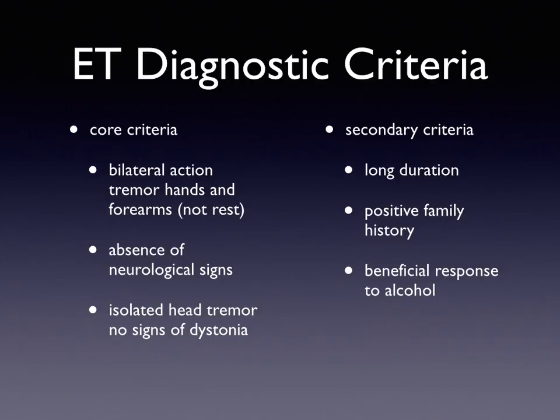The big thing with essential tremor also, it tends to be slowly progressive. It doesn't start all of a sudden, for instance. And patients often will have a family history. They do often say if they drink alcohol that it gets better with alcohol, particularly red wine.